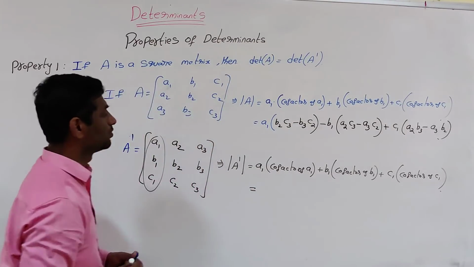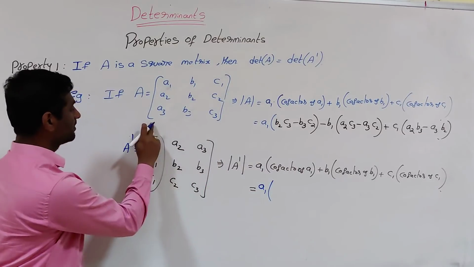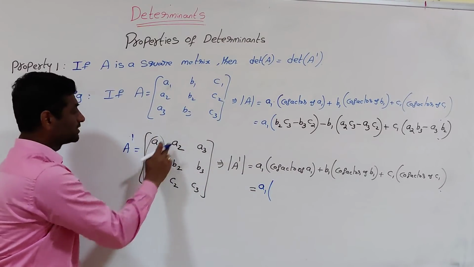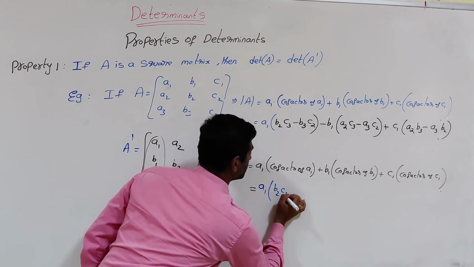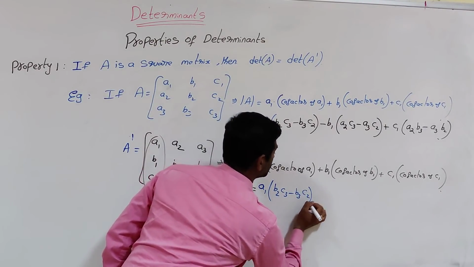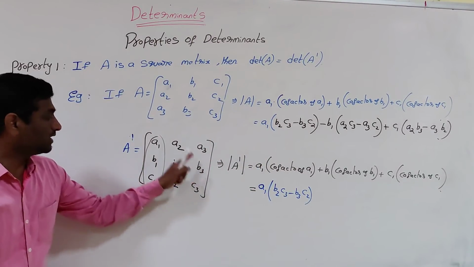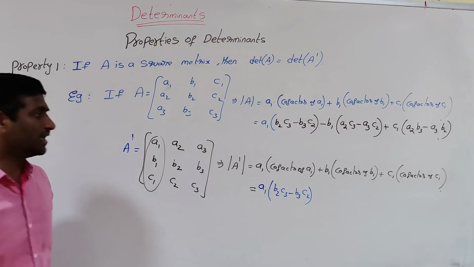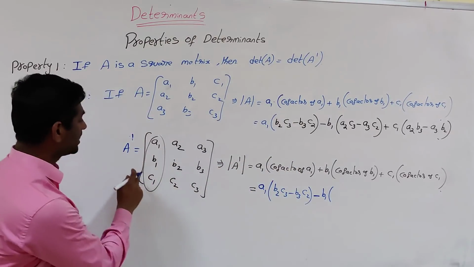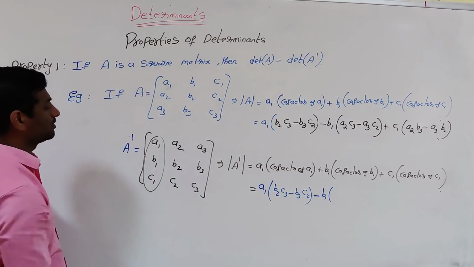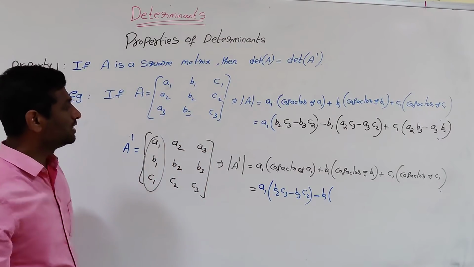That is, what is the cofactor of A1? After hiding the first row and first column, you will be left with B2 C3 minus B3 C2. Plus B1, but B1 is located in the second row, first column, so it gives a negative sign. Negative sign, B1 into, after hiding the second row and first column, the determinant of A2, A3, C2, C3 gives the minor of B1.